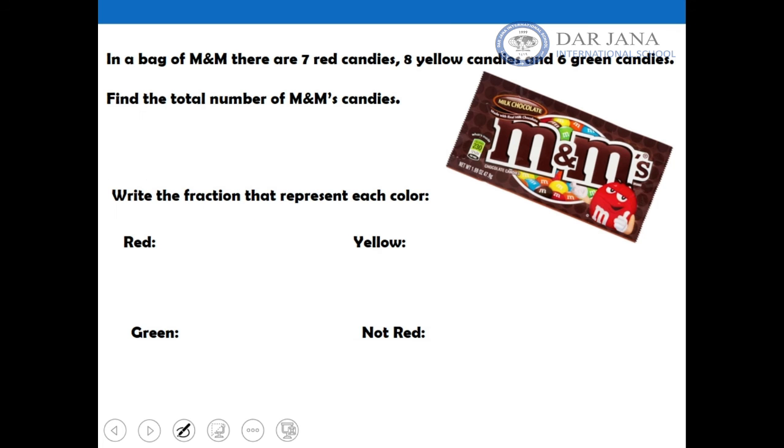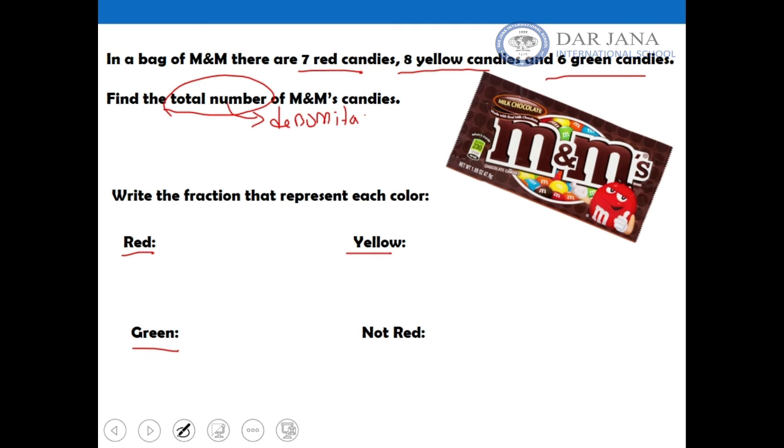Another example about M&Ms. We love M&Ms, we know that. M&Ms, they have many colored candies inside of the bag. Let's take one example. In a bag of M&M, there are 7 red candies, 8 yellow candies, and 6 green candies. To be able to find the fraction of the red, yellow, and green, I need to find first the total number of candies, which is going to be my denominator.